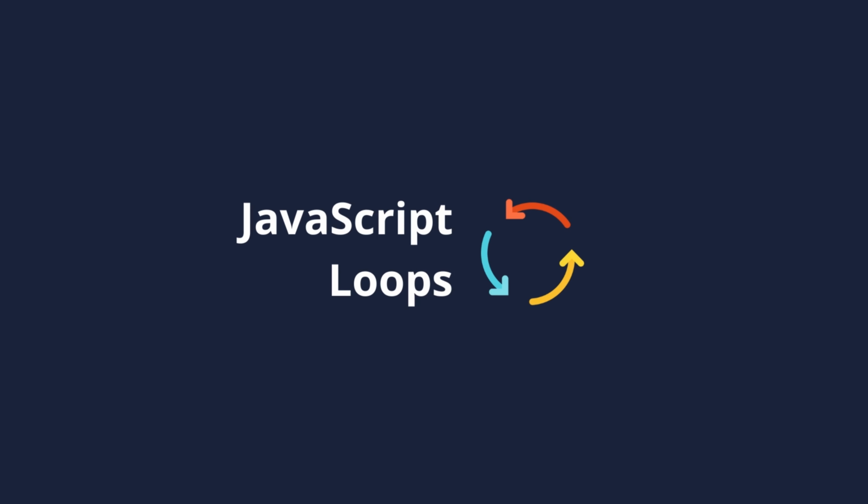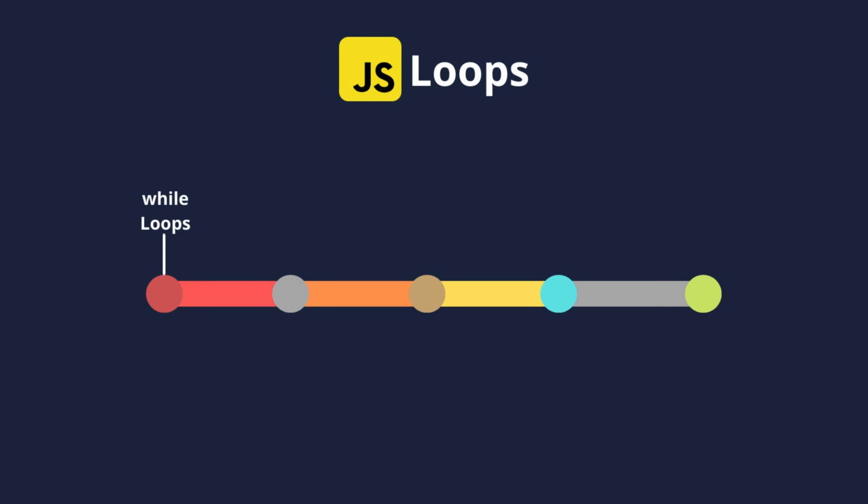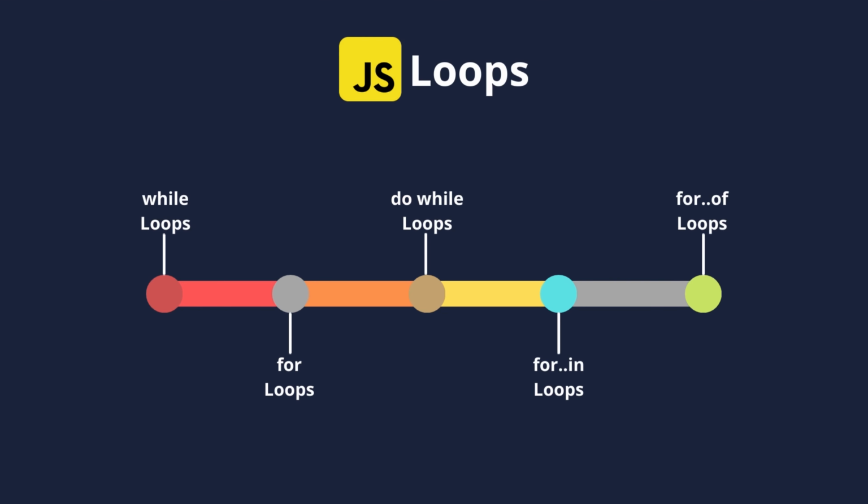In this tutorial you will learn about the JavaScript loops. The JavaScript loops are used to repeatedly run a block of code until a certain condition is met. For example, if you want to show something multiple times, then you can use loops. There are various types of JavaScript loops, like while loops, for loops, do-while loops, for in and for of loops. These various types of loops differ according to the structure and the syntax.